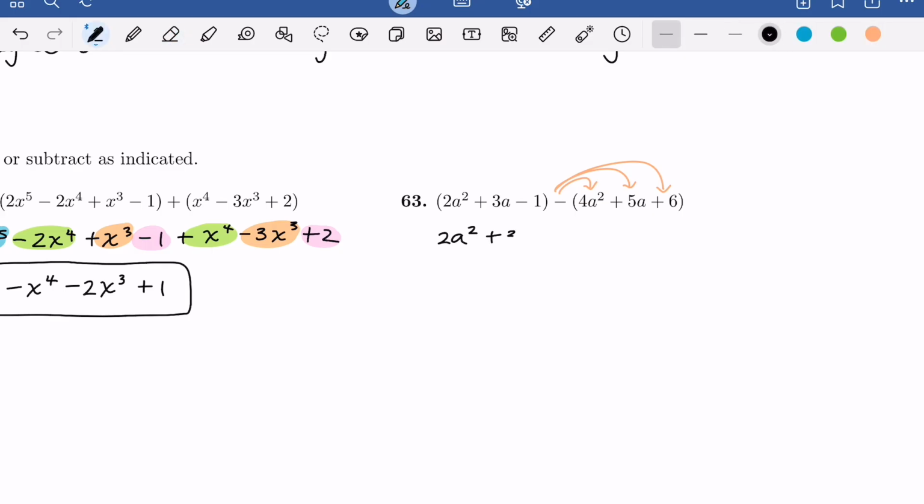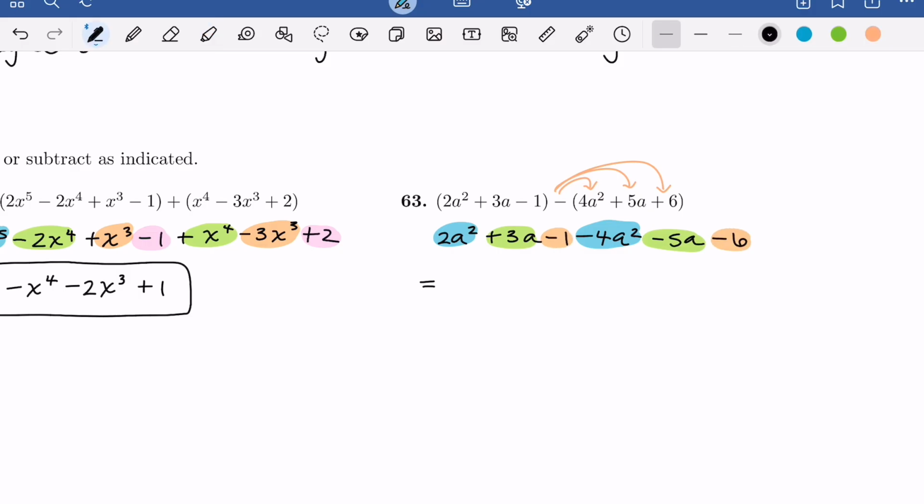So I'm going to do that for this first polynomial here. And when I'm rewriting this one, I'm going to drop the parentheses, but make sure to change the sign of each of these. So I'm going to have a minus 4a squared minus 5a minus 6. Okay, now from here, we're just going to combine like terms just like we saw in the last example. Notice I have a 2a squared and a minus 4a squared. These are like terms because we have the same variable to the same power. I have a 3a and a minus 5a. These are again like terms. And then lastly, we have our two constants, minus 1 and minus 6.